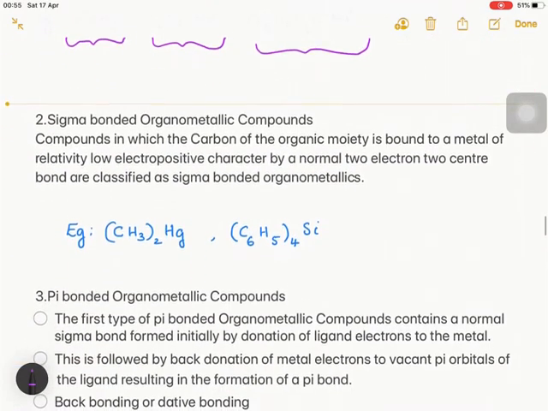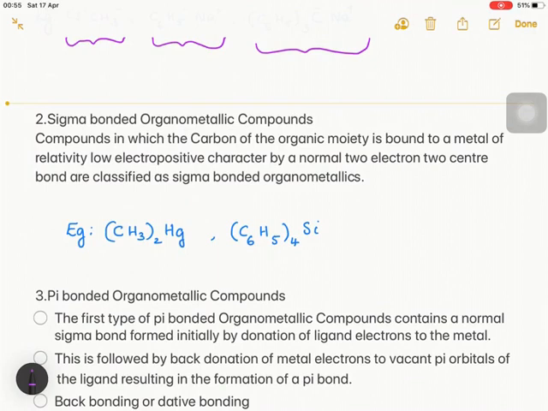Now the second one is sigma bonded organometallic compounds. Compounds in which carbon of the organic moiety is attached to a metal of relatively low electropositivity character by a normal 2-electron 2-center bond are called sigma bonded organometallic compounds.